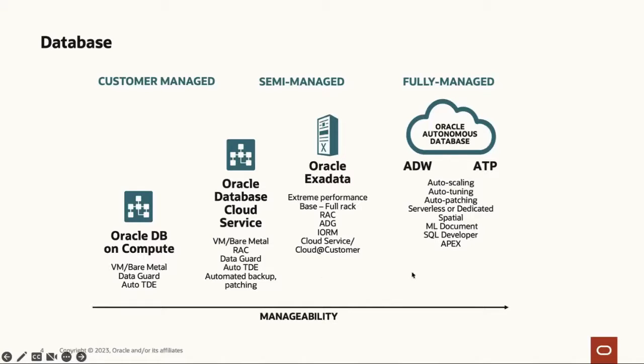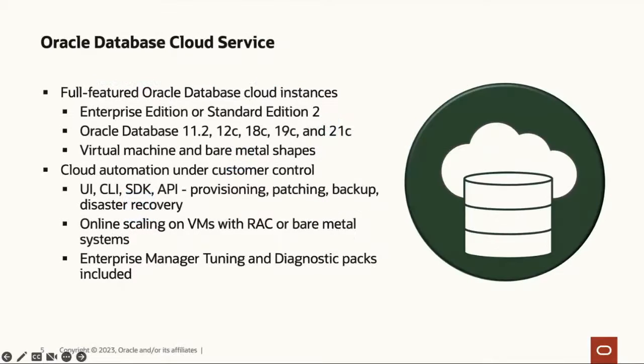So these are the options that we are going to talk about, and we are going to start off with Oracle Database Cloud Service. This service has full-featured Oracle Database Cloud instances. You can either choose from Enterprise Edition or Standard Edition 2. It is encrypted for your protection, like we talked about earlier. We have a couple of different database versions: 11.2, 12c, 18c, 19c, and 21c.